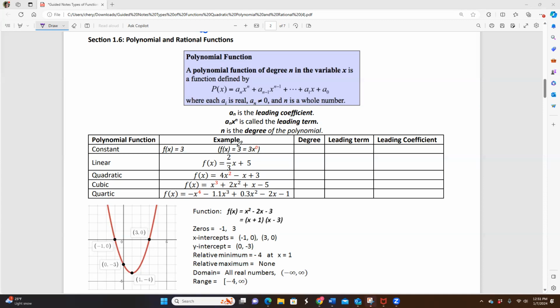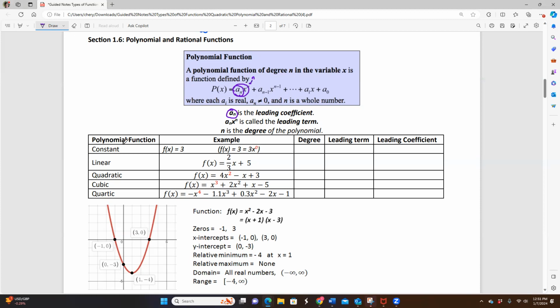Let's look at these definitions. So a sub n is this part right here, and it's the leading coefficient. So it would be defined as the number in front of the highest degree term. Now, the whole term itself is called the leading term, and n here is called the degree of the polynomial.